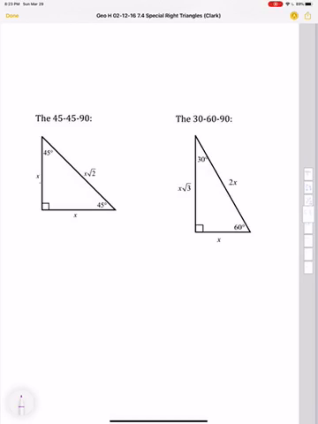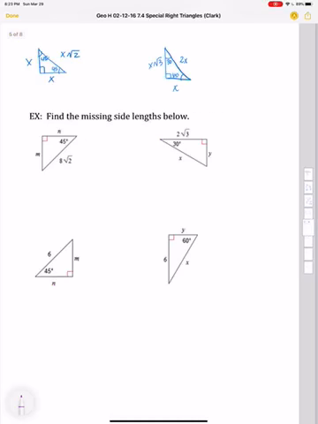Makes sense that these two sides are the same because the angles are the same, so they're x and x. The hypotenuse is just that value times the square root of 2. The 30, 60, 90: you have the smallest side is your x, the hypotenuse is double that, and the height is just that number times the square root of 3. So we're going to practice using these to solve some.